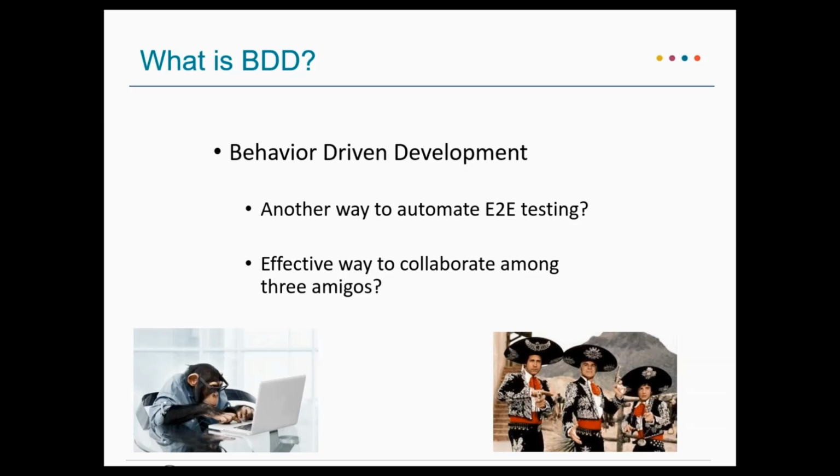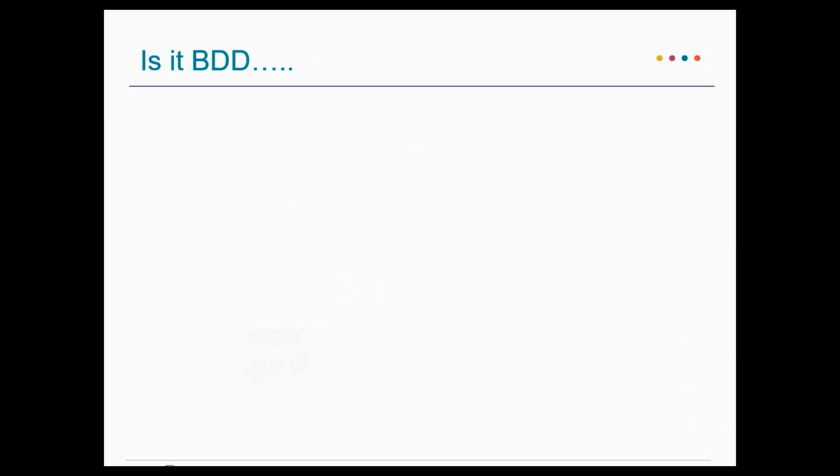There are very few people who actually think about an effective way to collaborate among the three amigos. So who are those three amigos? Those are BAs, business analysts, developers, and testers. So what do we basically do in BDD?